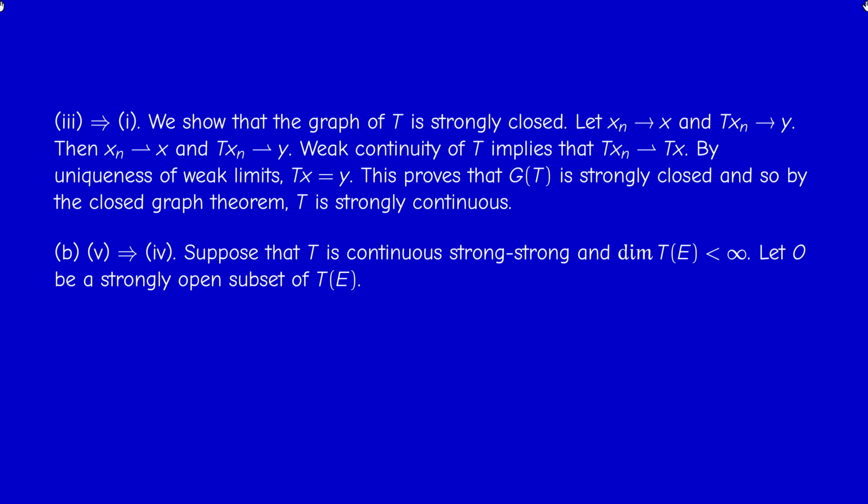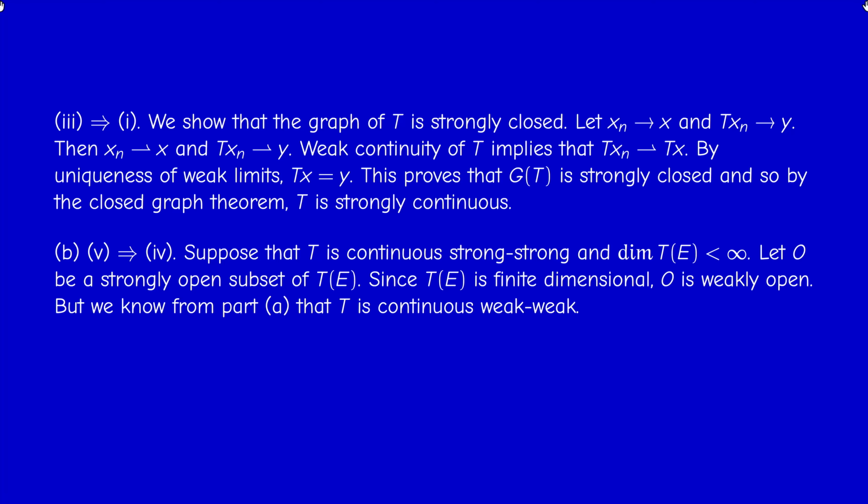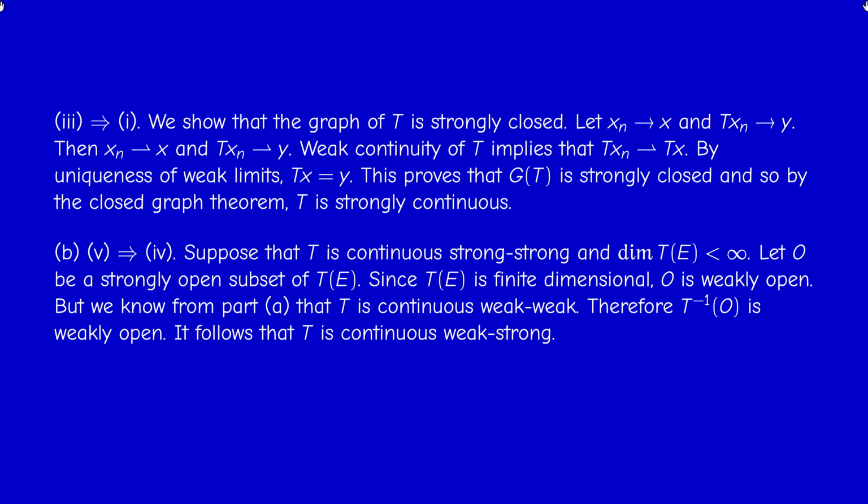So we take a strongly open set O in the image of T, and since the image of T is finite dimensional, the weak topology and the strong topology coincide. So actually this set O is weakly open. But since T is continuous strong, it's continuous weak. Therefore, the inverse image of O under T is weakly open. And that's it. So T is continuous weak strong. So the inverse image of a strongly open set is a weakly open set.